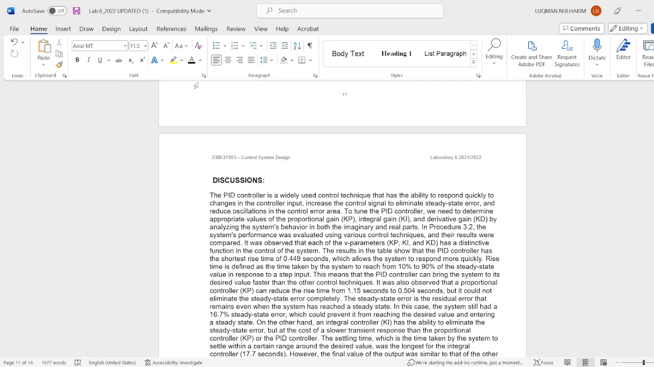So for the discussion, the PID control is widely used to control the response. We use the PID to control the input and increase the control signal to eliminate steady state error.